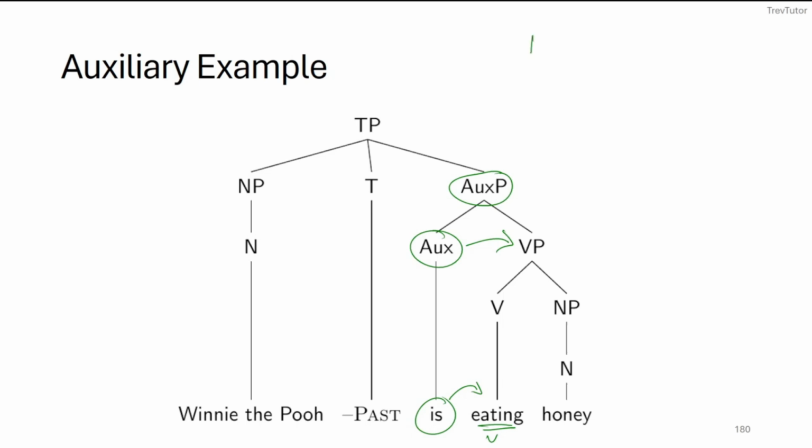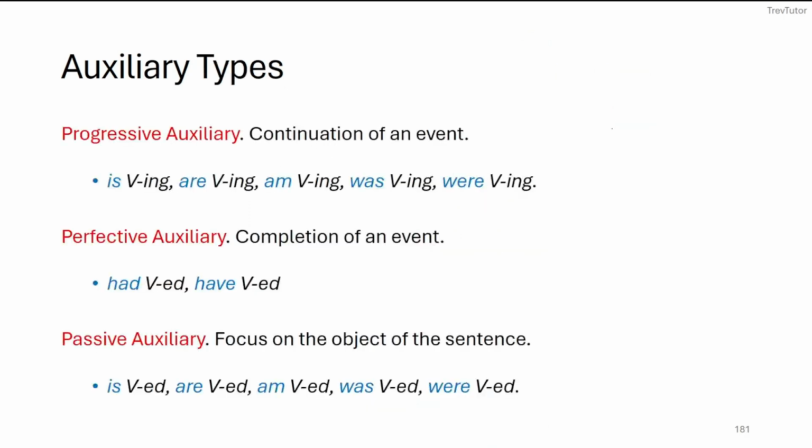So now when we think about TPs branching into predicates as complements, we can think of this as being either a VP or auxiliary phrases if auxiliaries exist. So there's 3 types. There's progressive, perfective, or perfect, and passive. We really shouldn't say perfective. There is a difference between perfect and perfective, but a lot of books will use them interchangeably. Perfect would be a more accurate description, but perfective, we'll go with that.